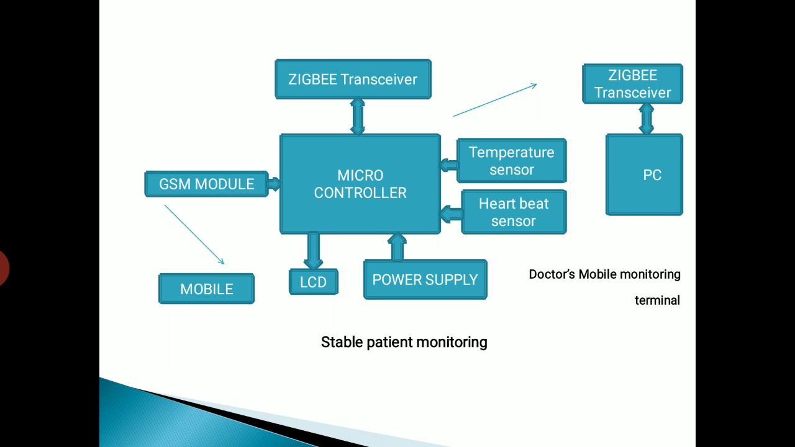The temperature sensor and heartbeat sensor connected to the microcontroller monitor the temperature and the heartbeat of the patient simultaneously. All these data are present and stored at the Zigbee transceiver from the GSM module. This data is transmitted to the Zigbee transceiver node present at the doctor's monitoring terminal. The doctor receives the data from the Zigbee transceiver through his PC, that is personal computer.